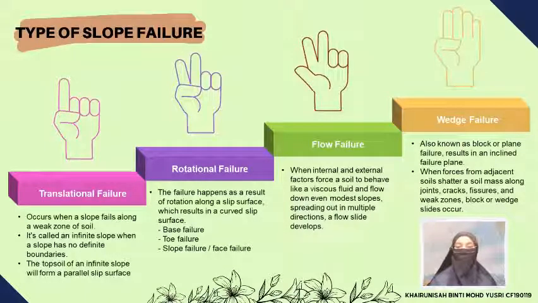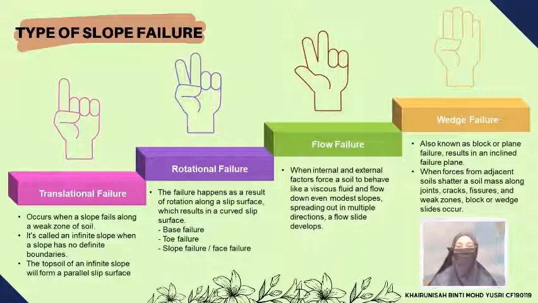Secondly is rotational failure. The failure happens as a result of rotation along a slip surface, which is a curved slip surface. The failure of a surface causes it to slide outwards and downwards. Under rotational failure, we have base failure, toe failure, and slope failure, also known as face failure.